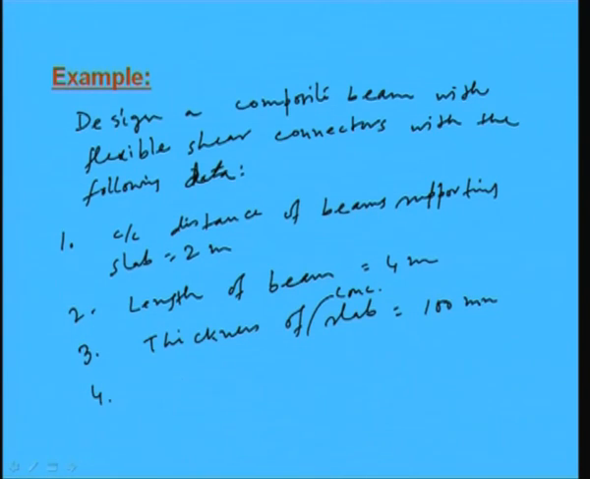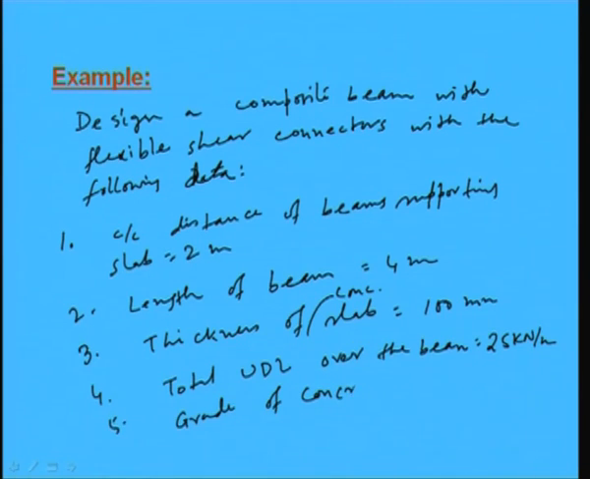Then say the uniform load, total UDL over the beam, say 25 kilonewton per meter. Then say grade of concrete, let us use M15, and say modular ratio equal to 18. So, these are the data we have. So, let us solve the problem.